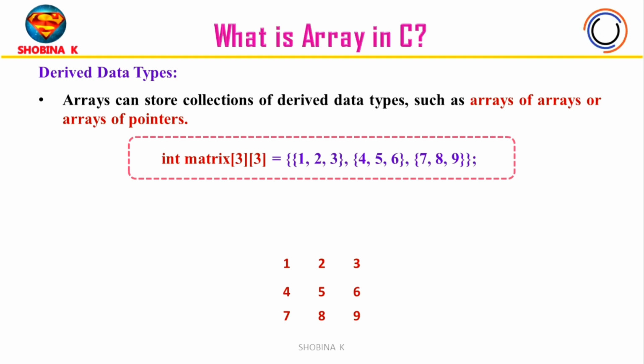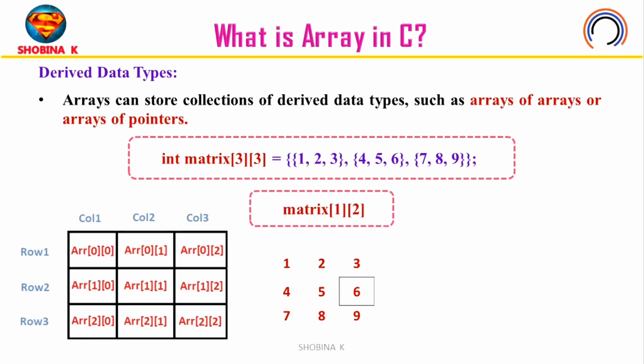You can access individual elements in a 2D array using 2 indices. For example, matrix[1][2] refers to the element in the second row and third column, which is 6 in this case.